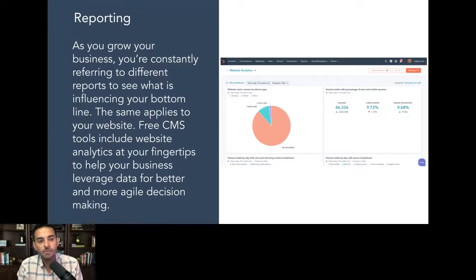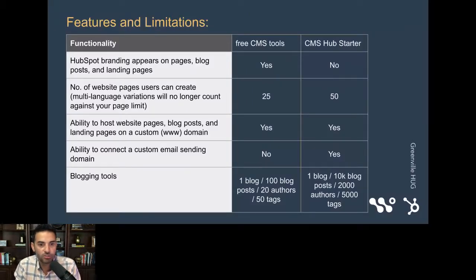Now, some of the limitations that it will be helpful to understand, especially to compare it to the next version of the software, which is the CMS Hub Starter, are laid out here. So, for example, you can see that one of the biggest is that HubSpot branding will appear on all pages, blog posts, and landing pages, and it's something that gets removed when you upgrade to the CMS Hub Starter, right? There's also some limitation on the number of pages that you can create for website pages. This is not blog pages. You have 25 pages on the free CMS tool, and you can increase that limit to 50 on the HubSpot Starter.